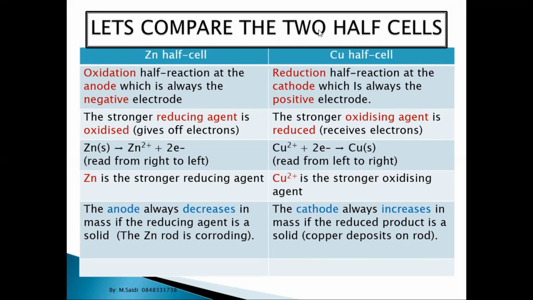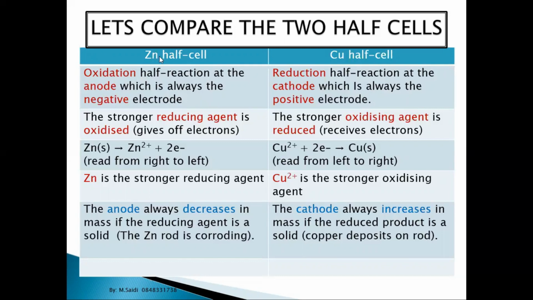All right, let's compare the two half cells. Number one, zinc half cell, then copper half cell. The one we have talked about: oxidation reaction at the anode, which is always the negative electrode. We know that the anode is always a negative electrode. So oxidation occurs there.